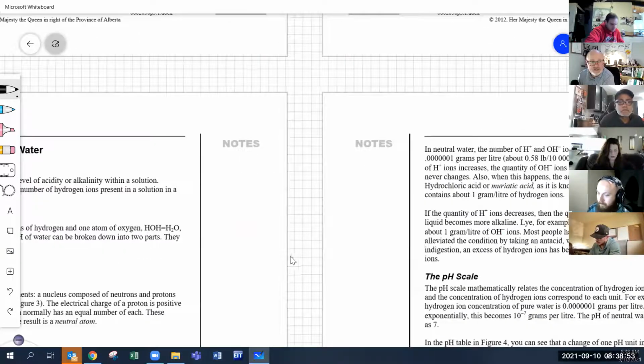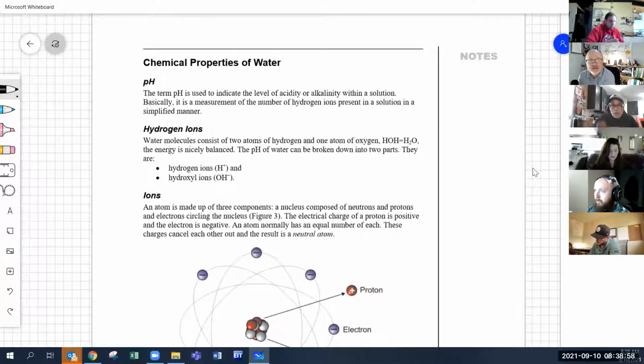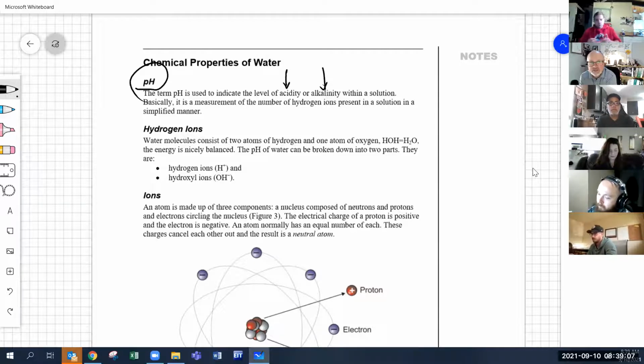So let's go to the next page here, and chemical properties of water. We use the term pH, and that tells us the level of acidity or alkalinity within a solution. And we have a measurement. So pH is basically measuring how many hydrogen ions are present. That's where we get a pH balance. It's the presence of hydrogen ions.